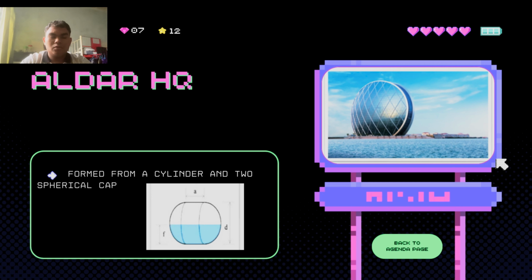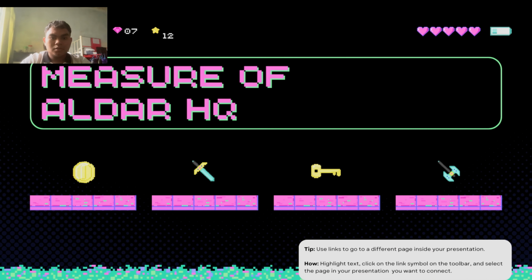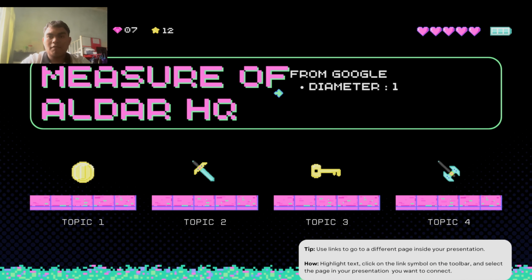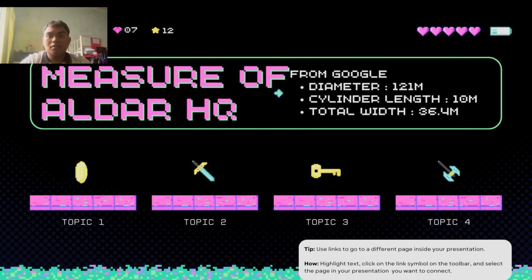Volume of this building. Our group agreed that we assume this building is formed from a cylinder and two spherical caps, so it is easier for our team to find the area and the volume of ALDAR HQ. Next, the measurements of ALDAR HQ. We got information from Google: the diameter is 121 meters, cylinder length 10 meters, and total width 36.4 meters.